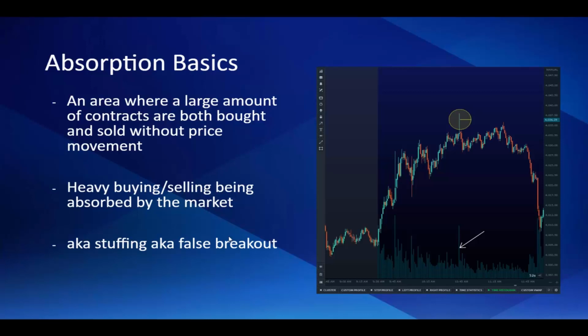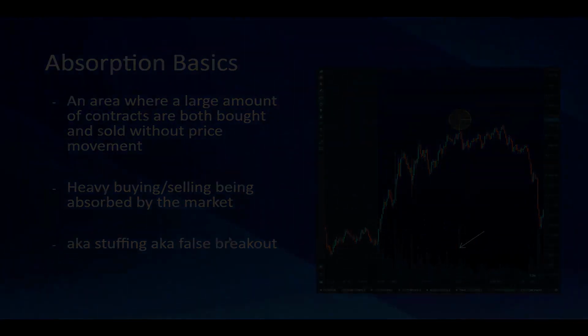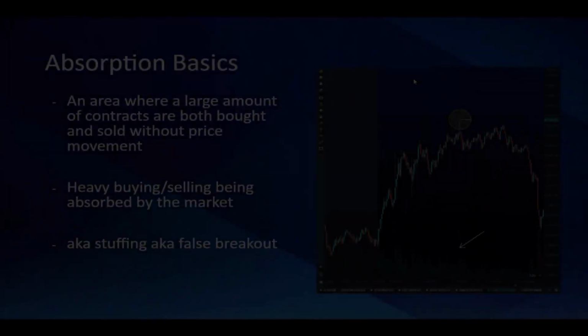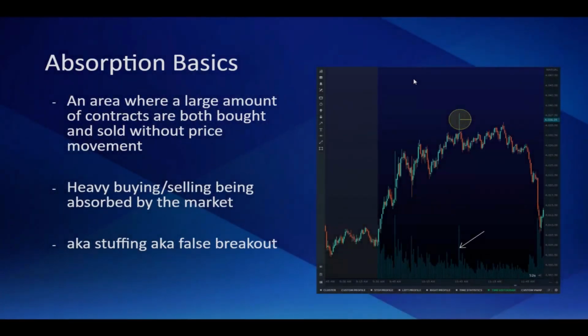People look at this or call it stuffing, when a candle stuffs, also known as a false breakout. These are all the same thing. This is what absorption is. This is the market absorbing a lot of activity. So in essence, it's really a reversal strategy. We're looking for the absorption to occur, price to reverse, and then either get short or long in the opposite direction.